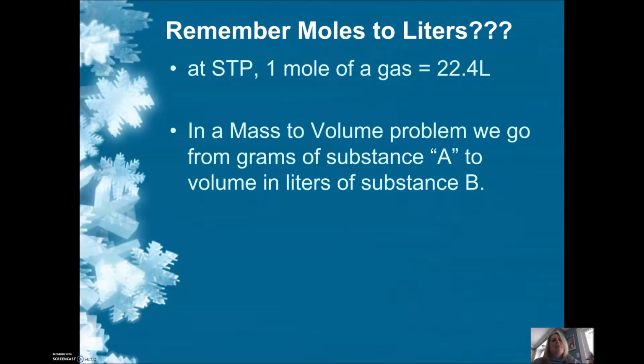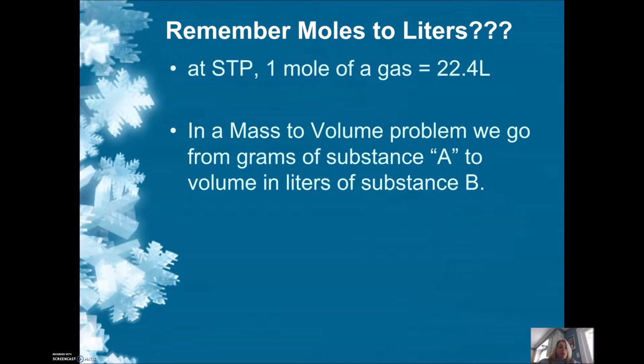If you remember back in the mole unit, we converted between moles and liters. And we talked about this thing called STP, standard temperature and pressure. Under those conditions, 1 mole of gas was 22.4 liters. So that was our conversion factor. If we had moles, we multiplied by 22.4 to get to liters. Or if we had liters, we divided by 22.4.